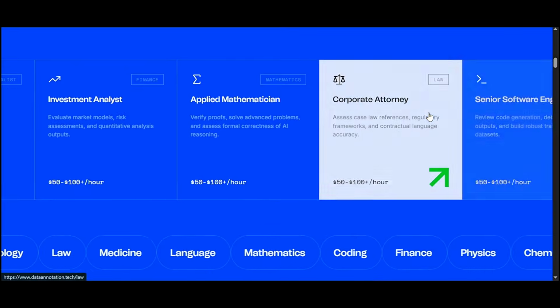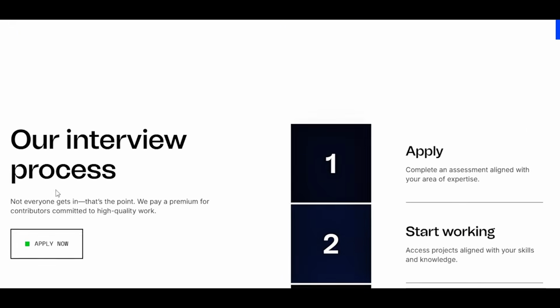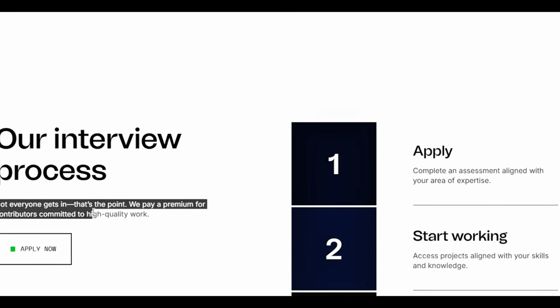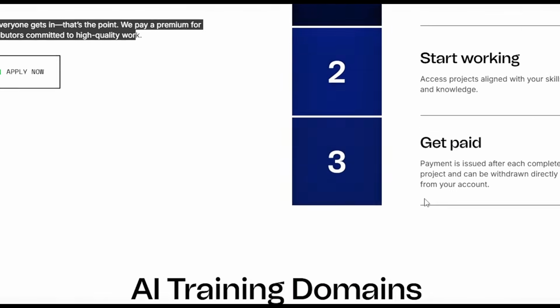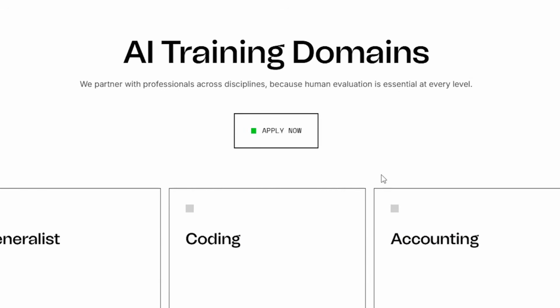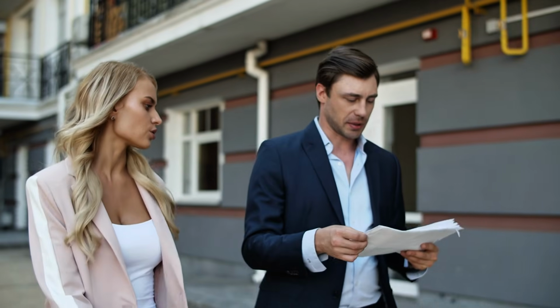Before applying, keep several important points in mind. First, acceptance is not guaranteed. Second, project availability can vary over time. Third, compensation may differ depending on project requirements and complexity. Fourth, always review official information directly from the platform before making decisions. And finally, be cautious of anyone promising guaranteed income or unrealistic earnings. Legitimate opportunities generally require effort, quality work, and consistency.